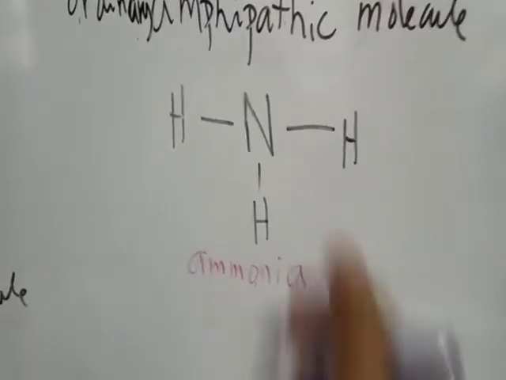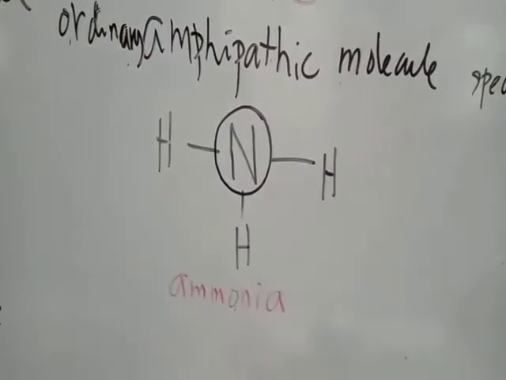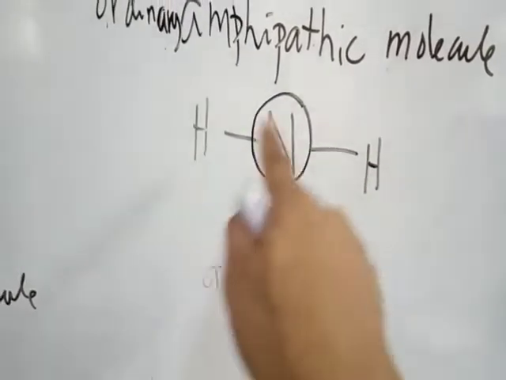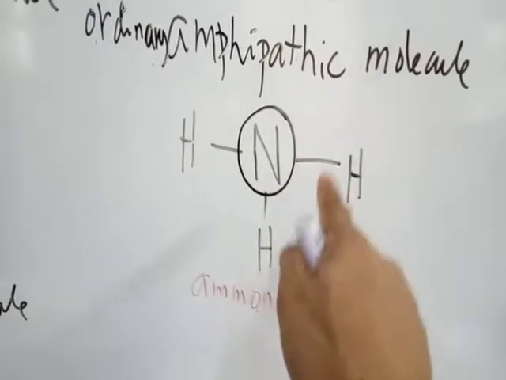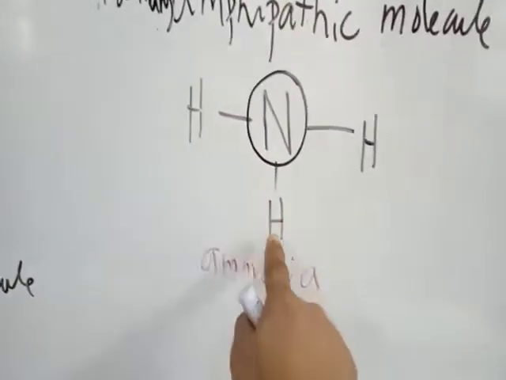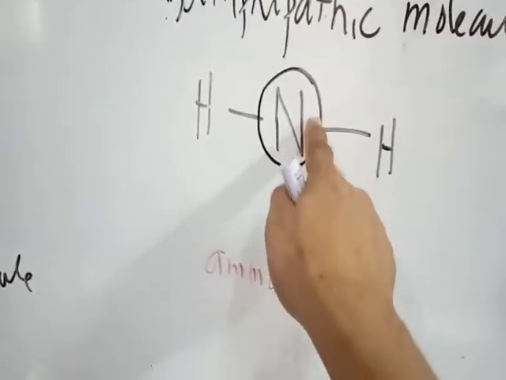Now let's go to the last one, ammonia. So, okay, first encircle the central atom. Second, show the lone pairs. We don't have a lone pair for hydrogen. How about nitrogen? Does it have a lone pair?